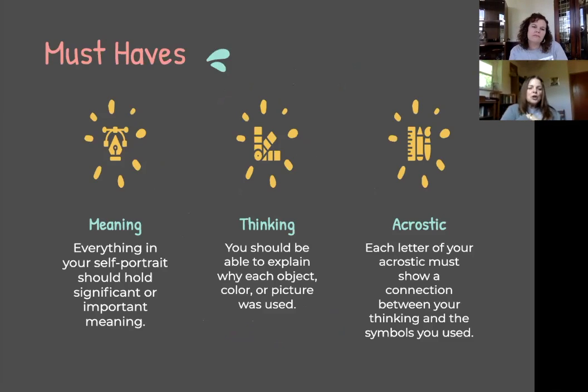So before you start, you're going to need a few things. First, everything in your picture should have meaning, and I want you to think about that and spend some time thinking about the things in your life that are significant and important to you. And then you should be able to explain why you have each object in your picture and think about how you use color. Go back to Frida Kahlo's picture where she used so much color, we think, to represent the different phases of her life and how the color helps with that.